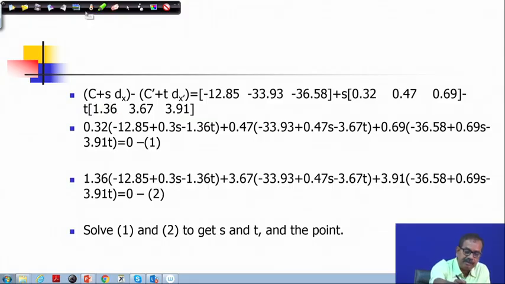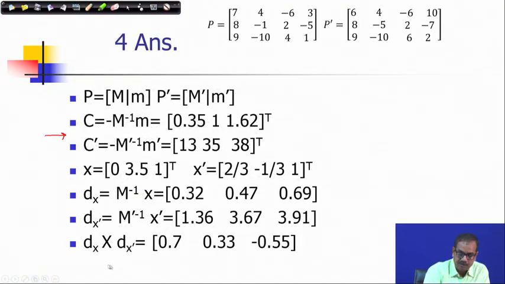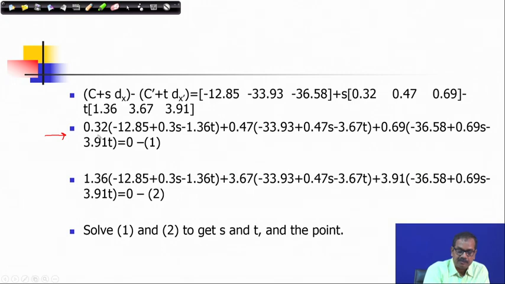So, you actually get two equations. If you note the direction cosine of dx, that is 0.32, 0.47, 0.69, then in this slide you can see that you have taken the dot product of that direction with this particular expression, which should be equal to 0. Similarly, for the direction cosine of dx prime, it should be orthogonal to this direction. So, the dot product between these two vectors should be equal to 0.